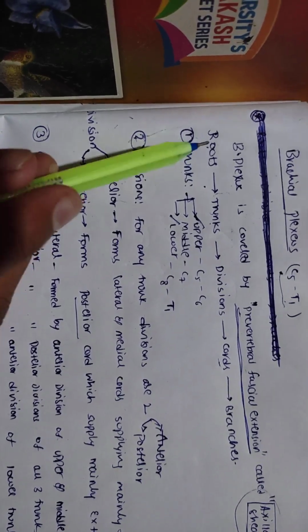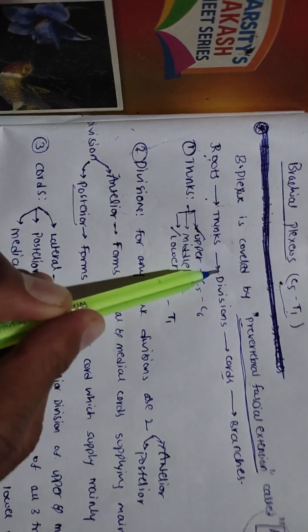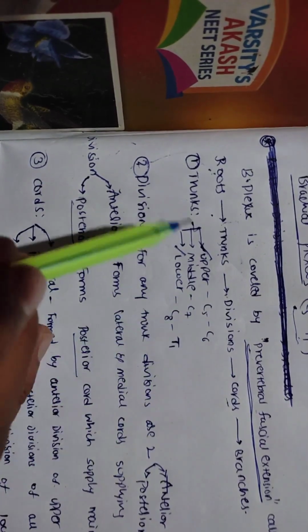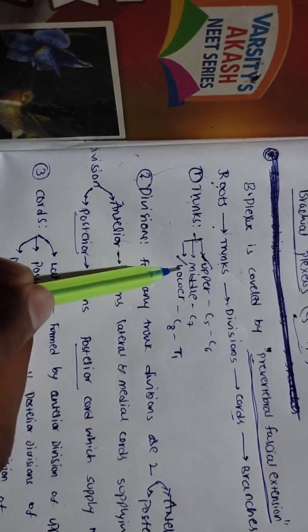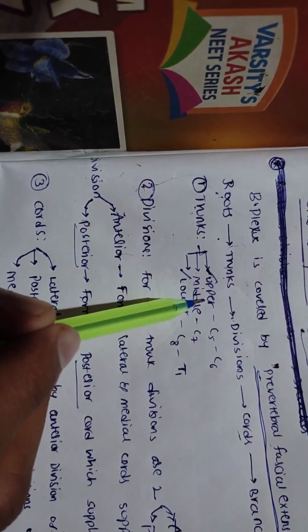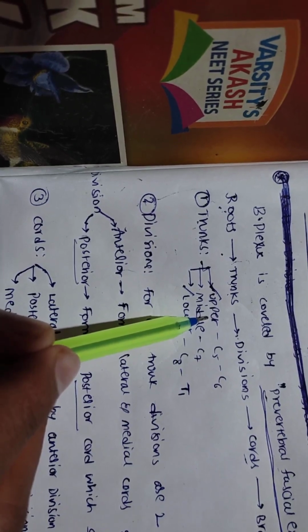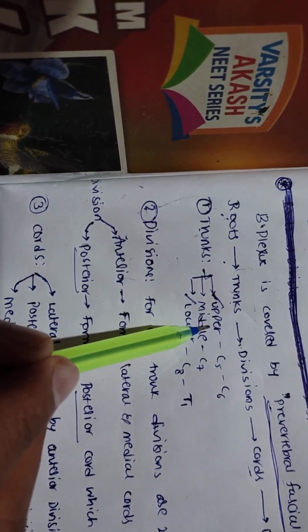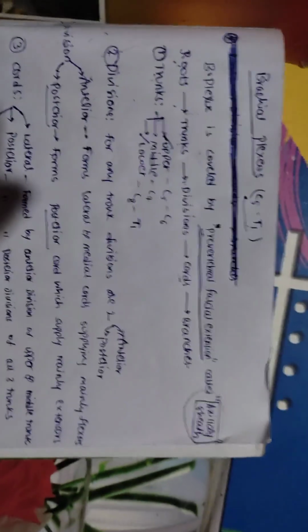It consists of the roots, which give rise to the trunks, which give rise to the divisions, and then give rise to the cords, and then give rise to the branches. Now, trunks. Trunks are of three types: upper, middle, and lower trunks. The upper trunk is made up of the nerve roots C5 to C6, the middle trunk is made up of C7, and the lower trunk is made up of C8 to T1. One thoracic nerve is also involved here.